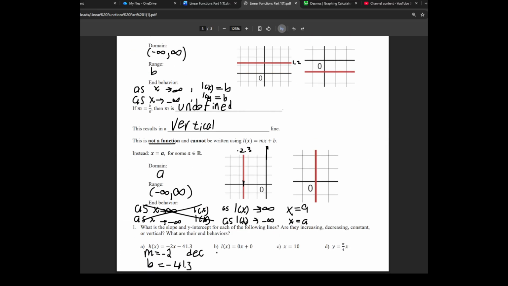All right, number 2, slope 0, y-intercept of 0. This actually just doesn't exist. Well, I guess it technically does exist. It will be an equation. It'll just be L of x equals 0. It's going to be one of your axes. It's a constant.